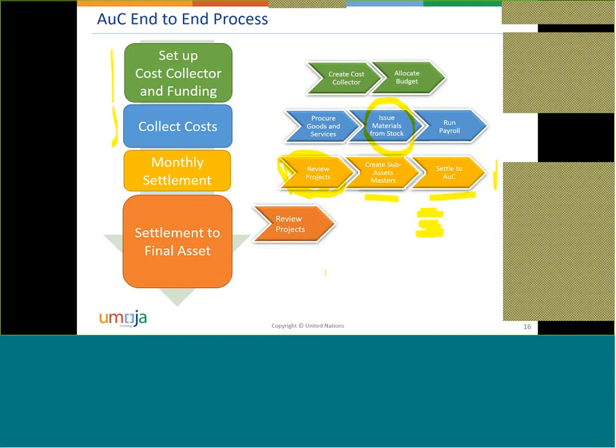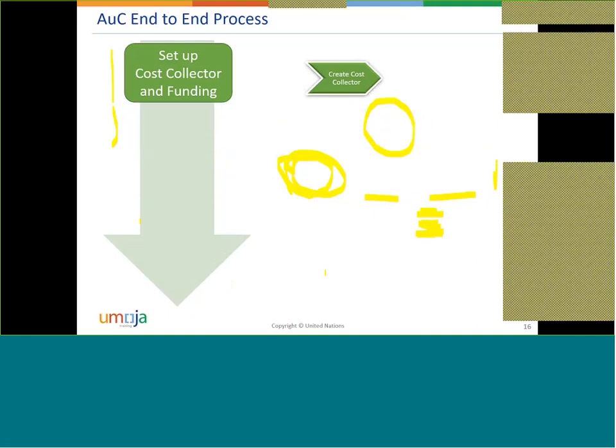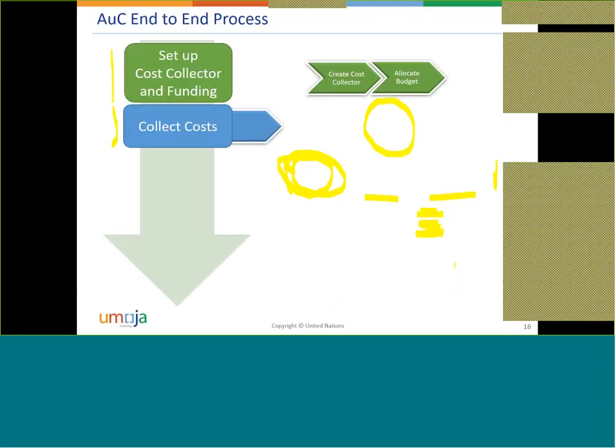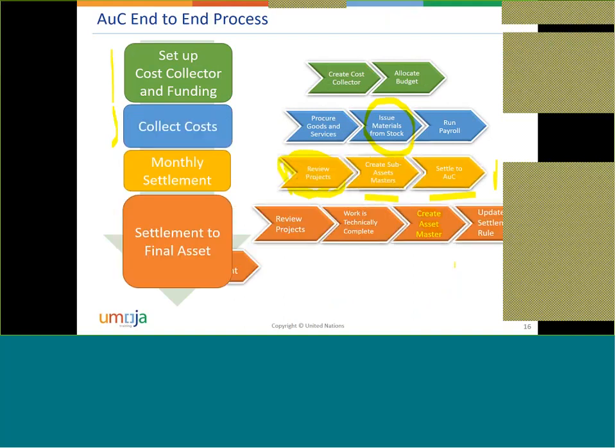So if you remember one of my previous slides, I was drawing something. One second. Oh, I have so many drawings there. Okay. I was saying there are two fixed assets, the AuC here, and we do the settlement from the transaction to the AuC. And we have another final asset where we have to settle the cost again. So the one that you see here now in orange, this one is the second settlement. So this one is the settlement to the final asset.